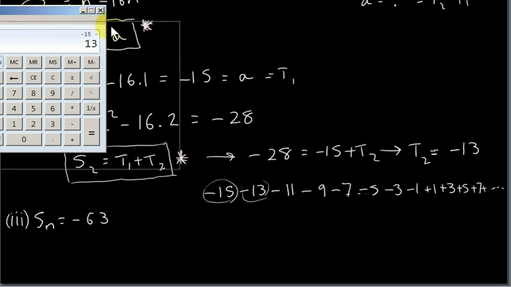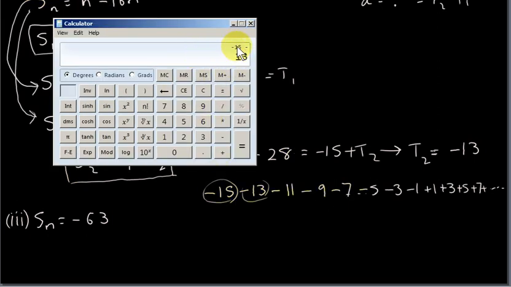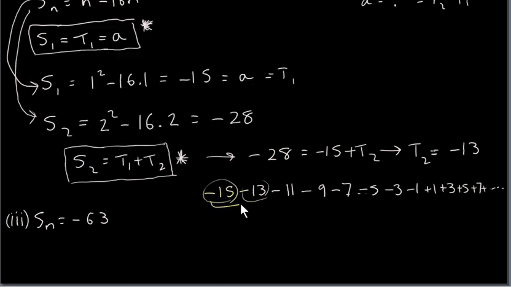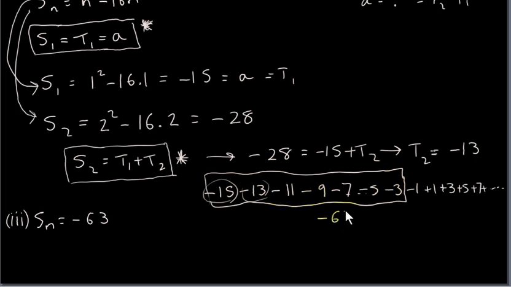So we could just start putting terms of the series into your calculator and keep combining them until you get minus 63. So we have minus 15, minus 13, then we have minus 11, then we have minus 9, then we have minus 7, minus 5, then minus 3, and actually if we sum as far as minus 3, we will get minus 63. So this sum here is minus 63. And how many terms is that? 1, 2, 3, 4, 5, 6, 7. So S7 equals minus 63.